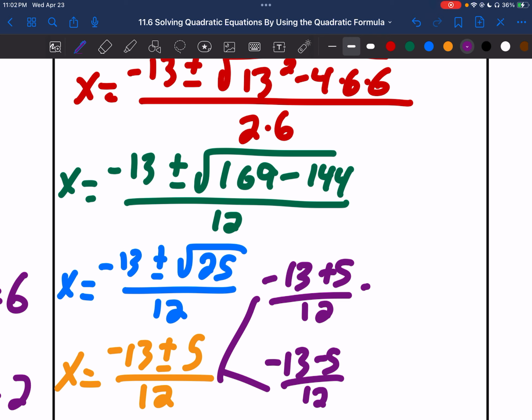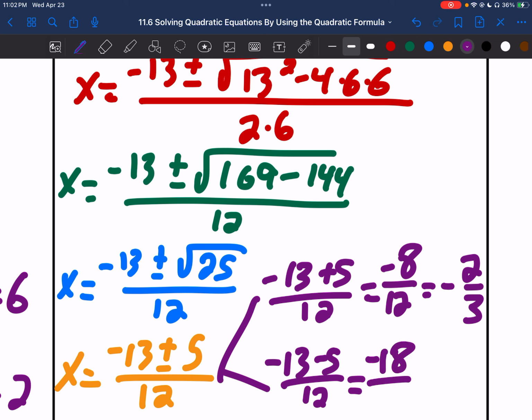All right, so negative 13 plus 5 is negative 8 over 12, which is negative 2 over 3. Negative 13 minus 5 is negative 18 over 12, which reduces to negative 3 over 2.